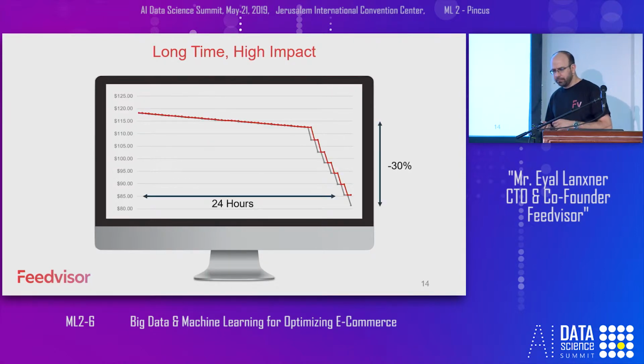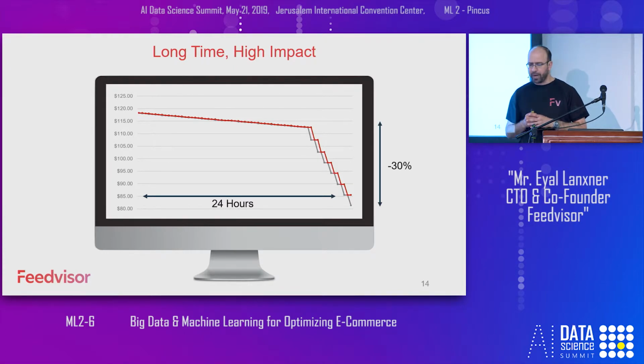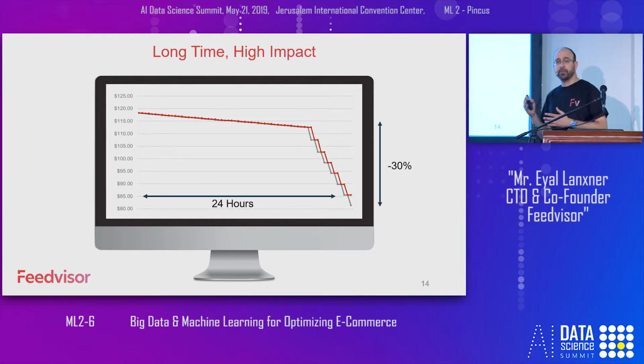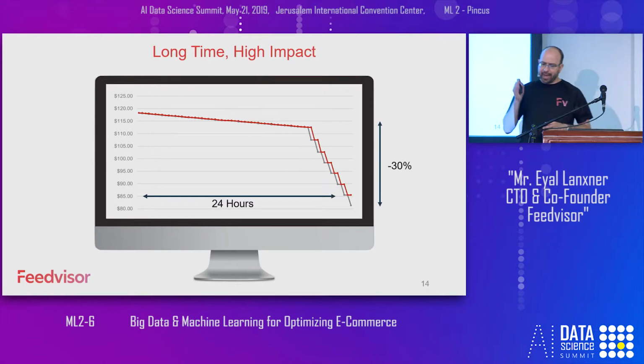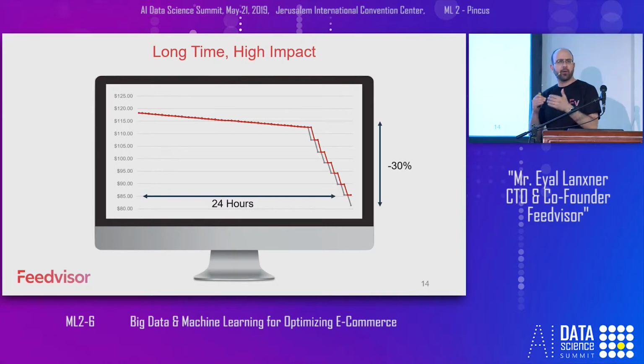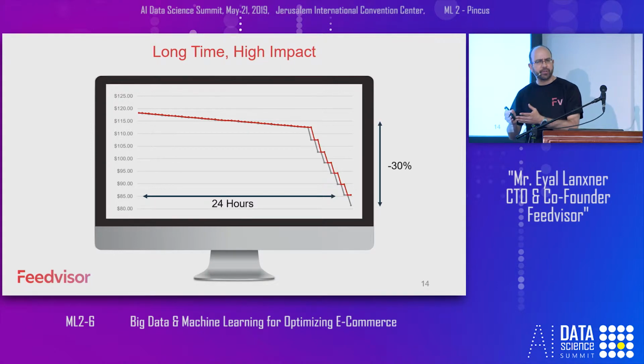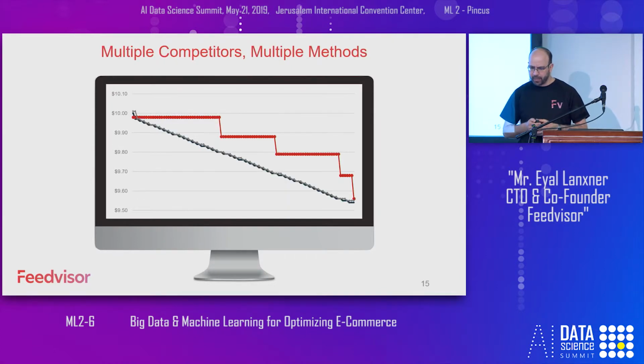Another example for a price war, this time a longer price war, 24 hours, with a much more impact, 30% reduction in price. And the interesting thing here is that in the beginning you could see small reduction amounts, and later on it becomes larger amounts, to state that things here are very, very dynamic, change all the time, and you all the time need to monitor this and analyze accordingly.